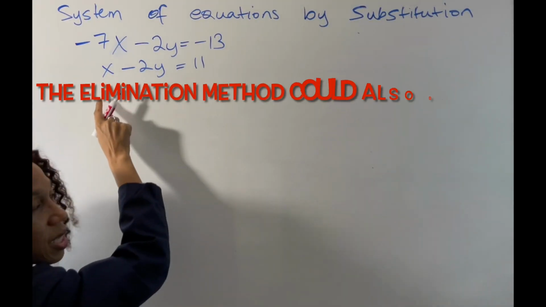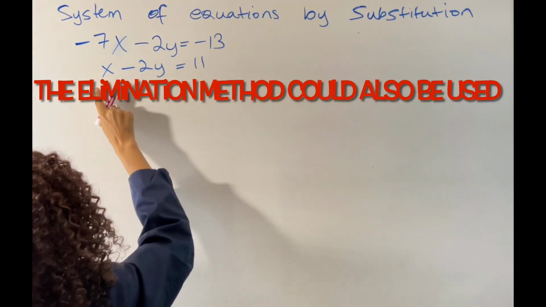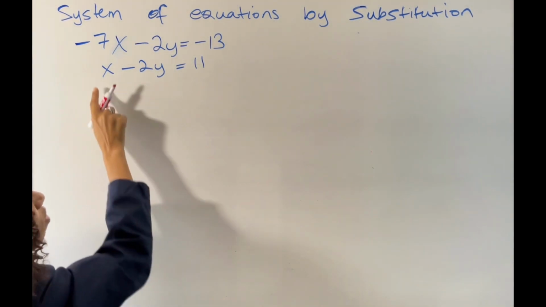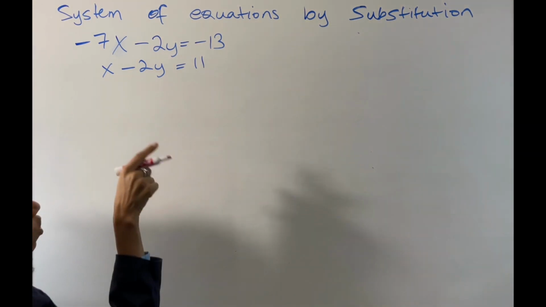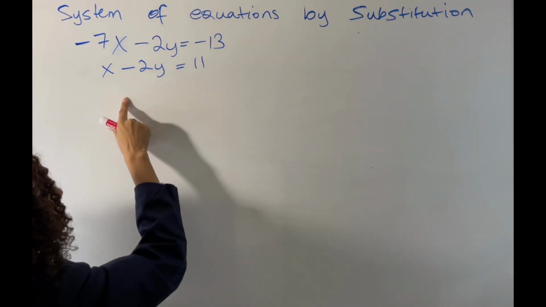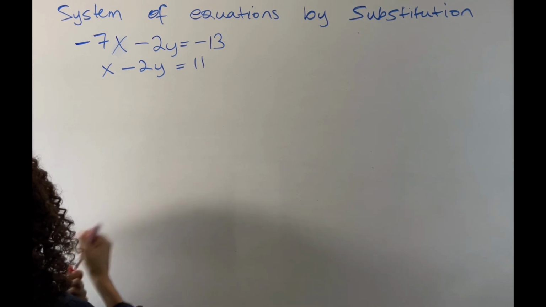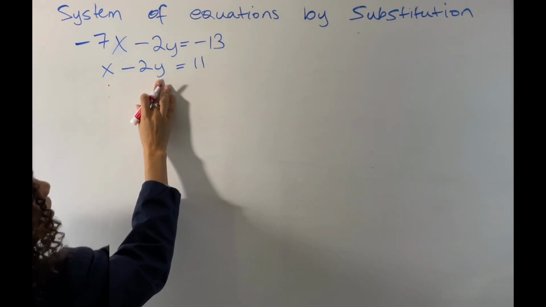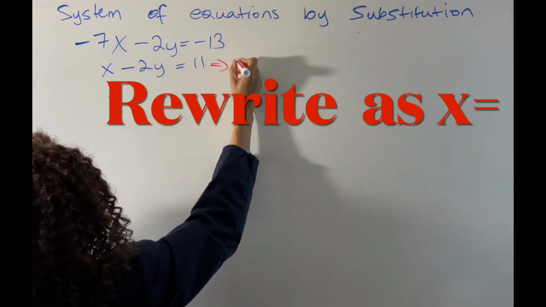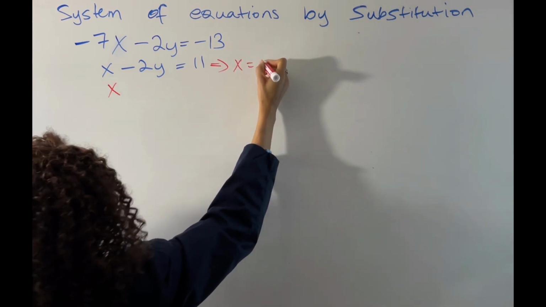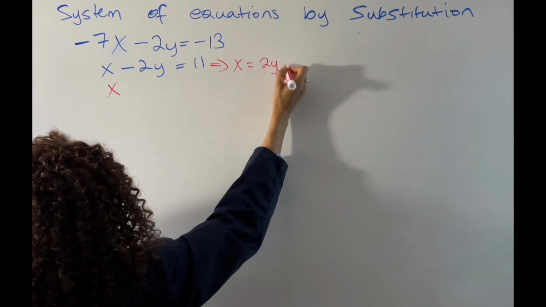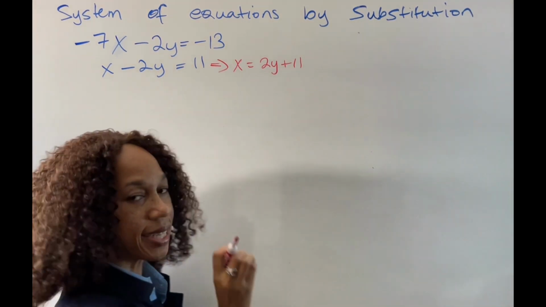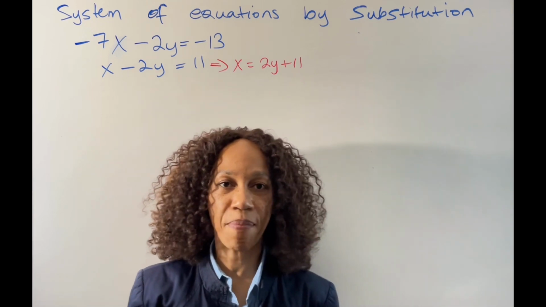So I will choose this second equation here because this is the easiest one to change because there's no variable in front of the x. So I will choose this one here to do the math. So I notice here I have x here and I have negative 2y. This can now be x is equal to positive 2y plus 11. So I have that now where x is equal to positive 2y plus 11.